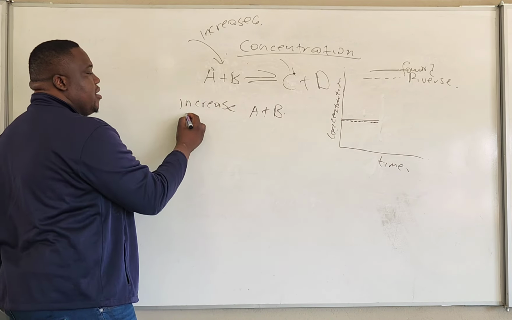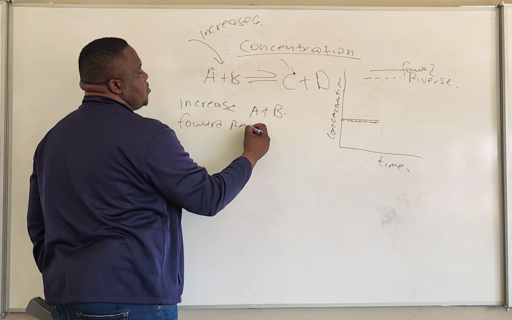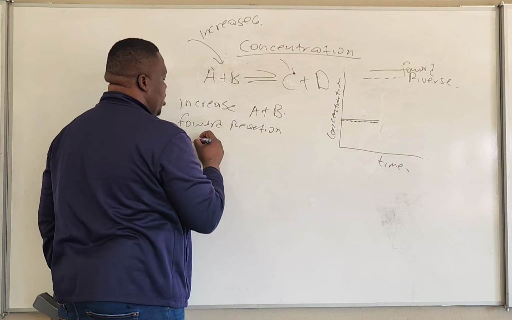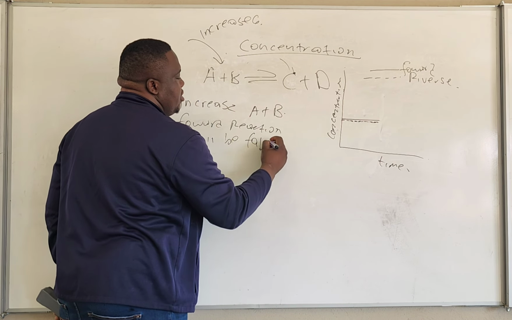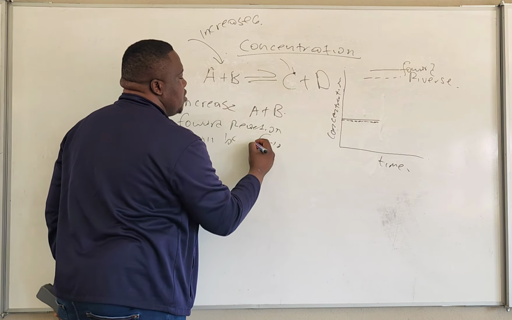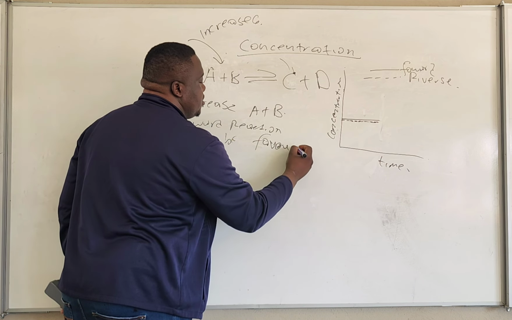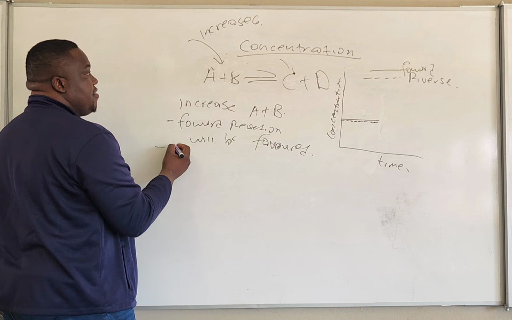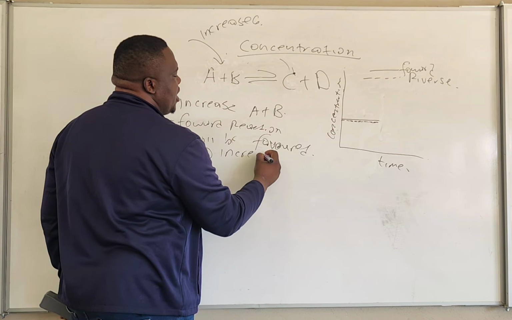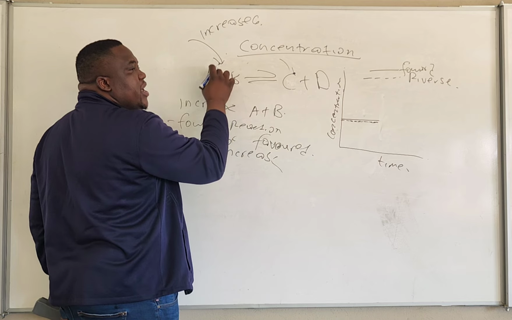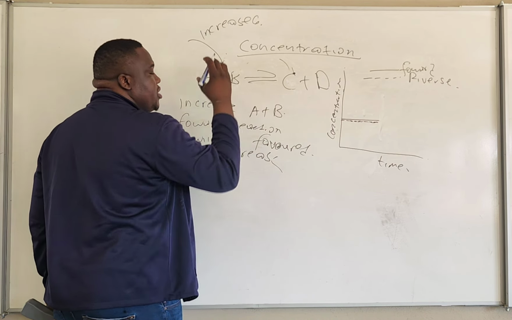So it means the forward reaction will be favored. Forward reaction will be favored. Then C plus D increase. Why are they increasing? Because we want to use A and B. Remember, A and B are responsible to form C and D, so we want to use them.